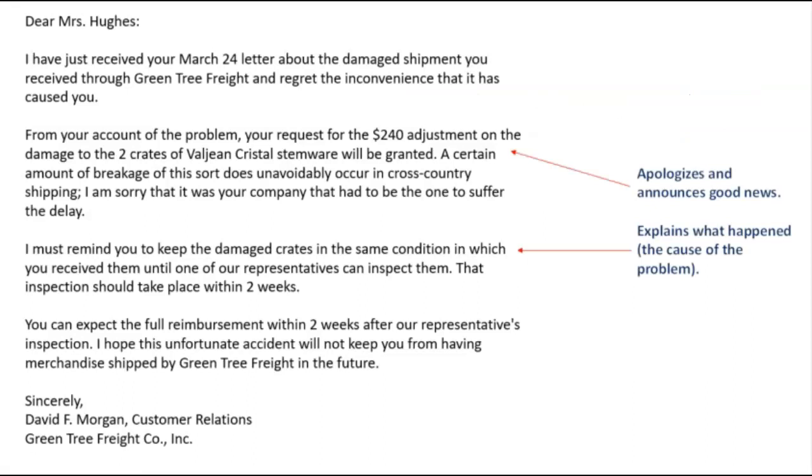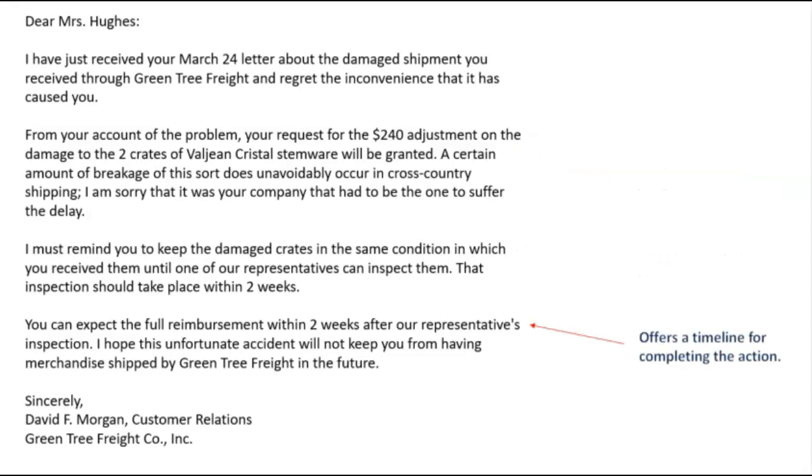The second paragraph goes on to apologize and announce the good news. Notice that the first sentence announced that the $240 adjustment on the damage to the 2 crates of Belgian crystal stemware will be granted. The customer will be open and receptive to the explanation then of what has happened to the product. The customer service person also goes on to explain what happened, the cause of the problem, and how the problem will be resolved. This lets the customer know exactly what's going on in the process.